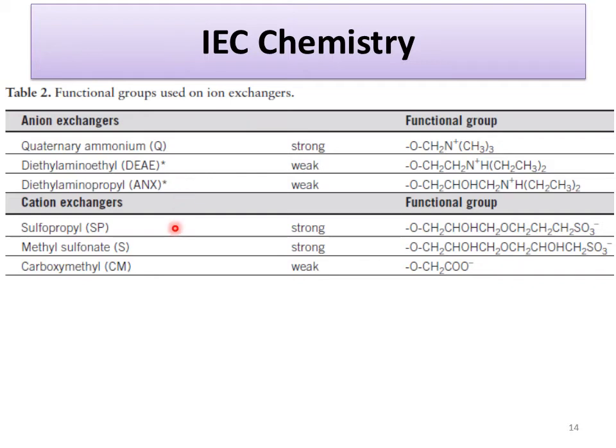The cation exchangers include sulfopropyl, which is a strong negatively charged functional group. Others include methyl sulfonate, which is also a strong negatively charged functional group. And another one which is commonly found is carboxymethyl, which is also a negatively charged group, but it is weakly negative charge. So different types of ion exchanger matrices could be used for separation of a given protein.